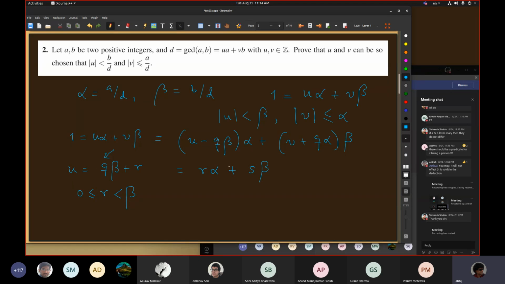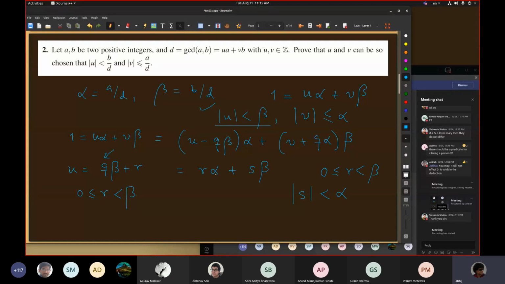So I already have 0 less than equal to r less than beta. This inequality is satisfied, right? Yes or no? Yes, sir. Okay. So now I have to show that S is less than alpha, for this particular choice of Q.